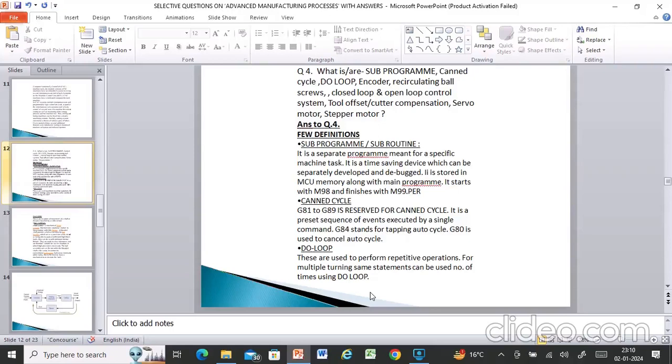CAN cycle is also a predetermined set of operations, and it is controlled by G codes which are from G81 to G89, and it is a preset sequence of events executed by a single command. Now in G84, if you say, it goes for tapping auto cycle. G80 is used to cancel the auto cycle.